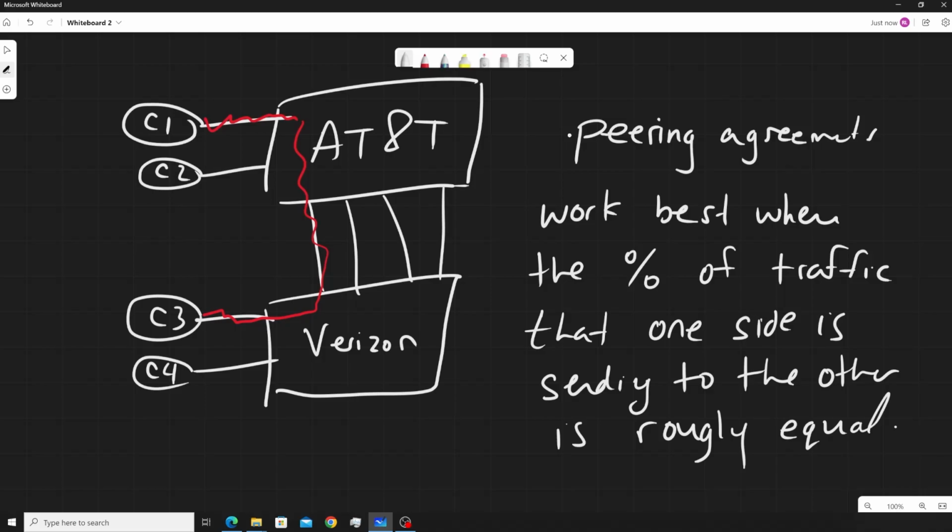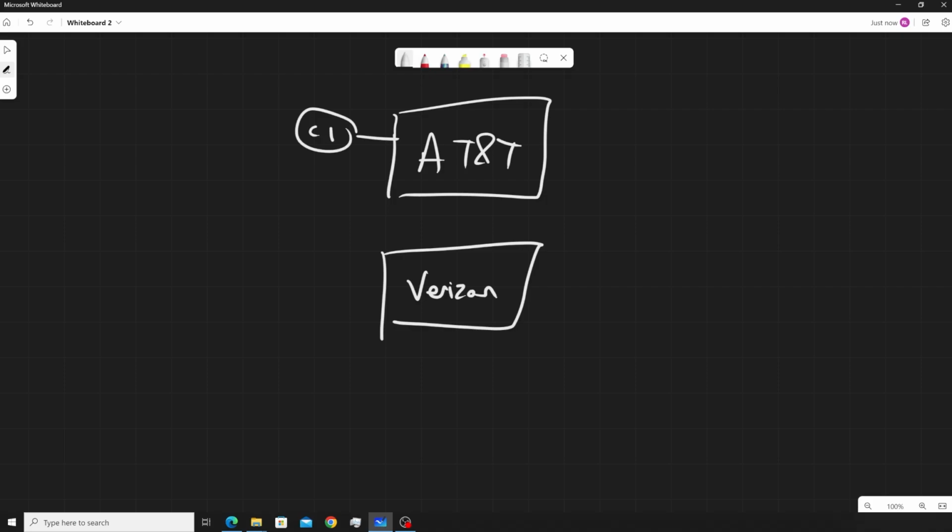Okay? So let's say again that we have AT&T and we have Verizon. And again, we have customers C1, C2, C3, and C4. Okay, so these are all customers of the ISPs. Now let's imagine that there is a large company out there. Company, we'll call it X.